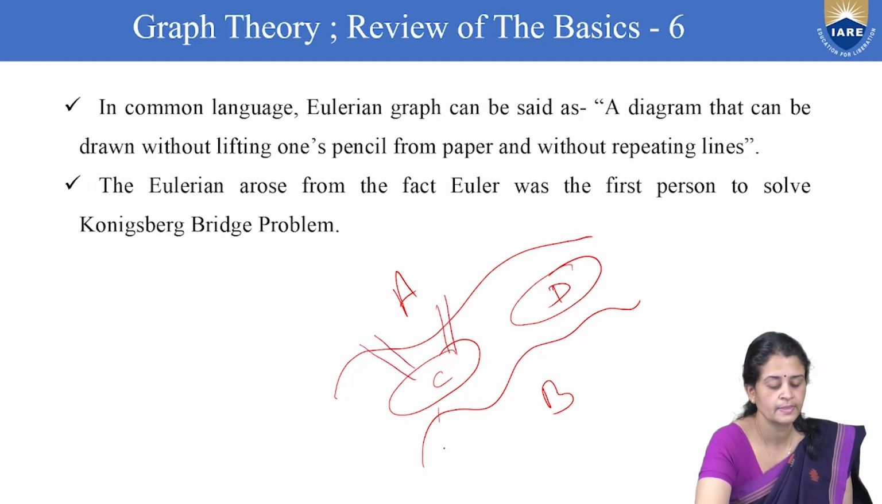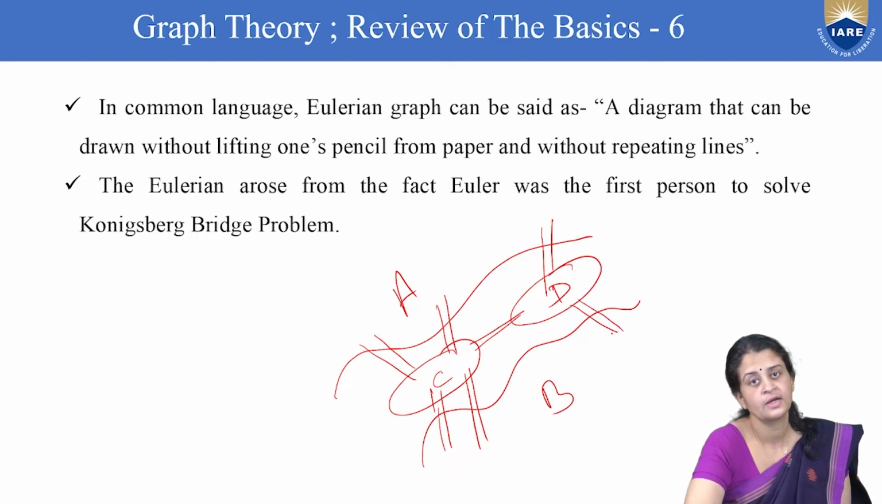1, 2, 3, 4, 5, 6, 7. And someone proposed the problem of whether it is possible to start from any of these landmasses, go through these 7 bridges exactly once, and reach the starting point. The famous mathematician Euler showed that it is not possible.